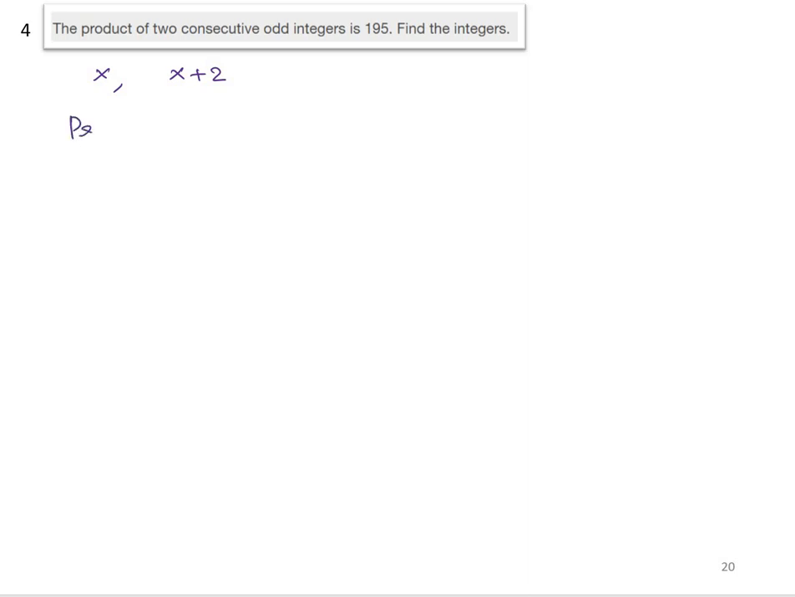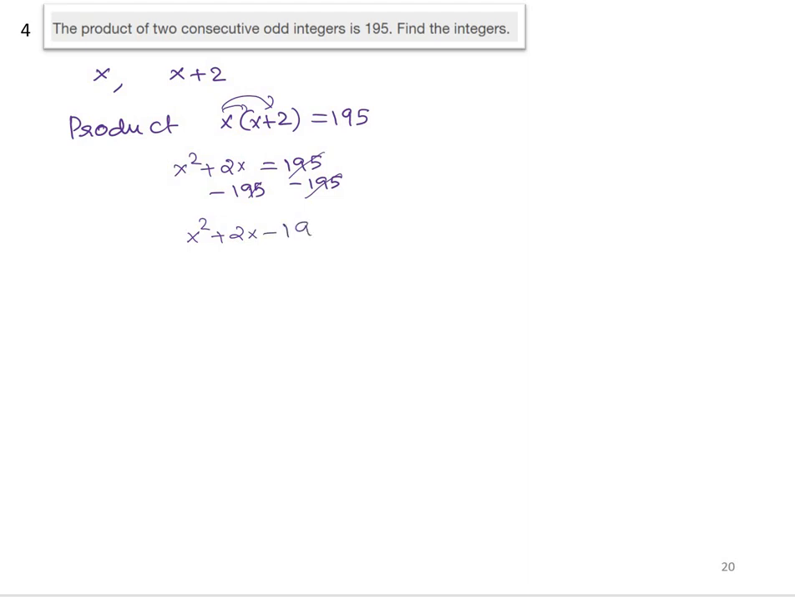So the product means x times x plus 2 is equal to 195, right? And now we can expand that. Distribute it this way: x square plus 2x is equal to 195, right? If we subtract 195 from both sides, we can convert the other side into 0. So x square plus 2x minus 195 equal to 0. Now we got a quadratic equation, right? We can find the solution.